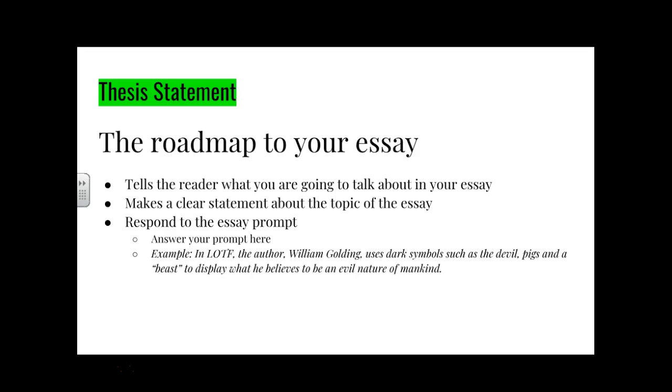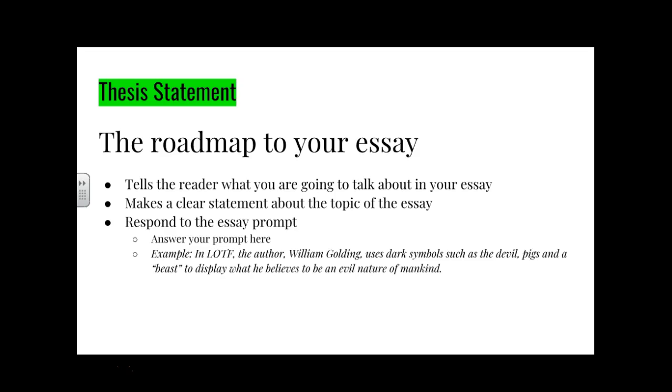Now, Braden, what are the main points I'm going to be discussing in my essay? So what's going to be my first body paragraph, second, and third? What's one? So remember, we answered our prompt, now we're listing our main points in our body paragraphs. Okay, so what are the ways he uses dark symbols? Number 1 is the devil. Okay, so now my first body paragraph is going to be explaining how Golding uses symbolism of the devil to further his opinion on mankind.